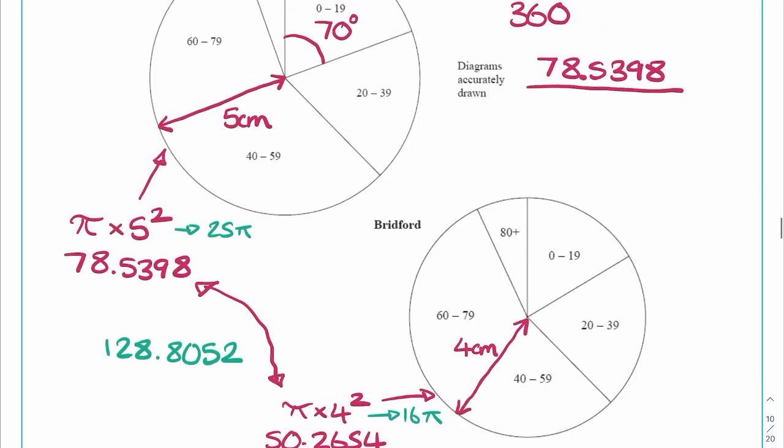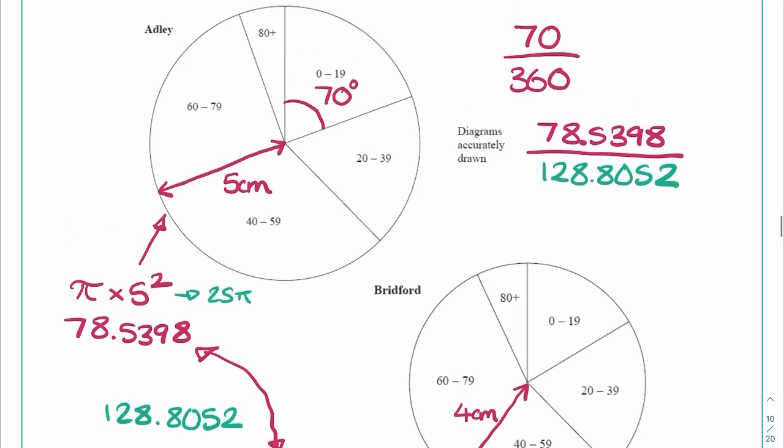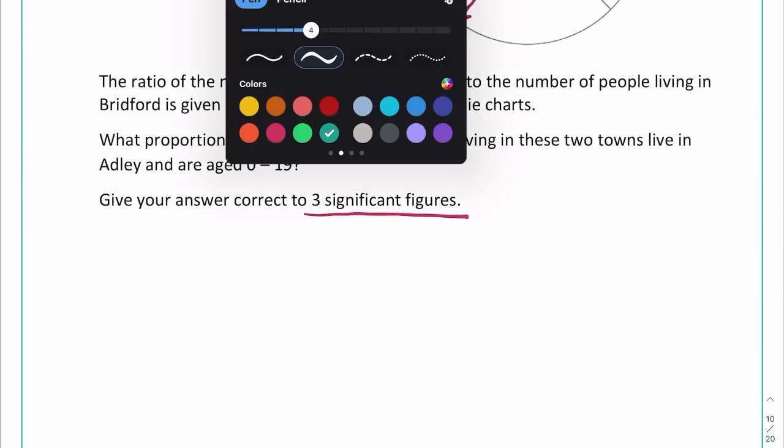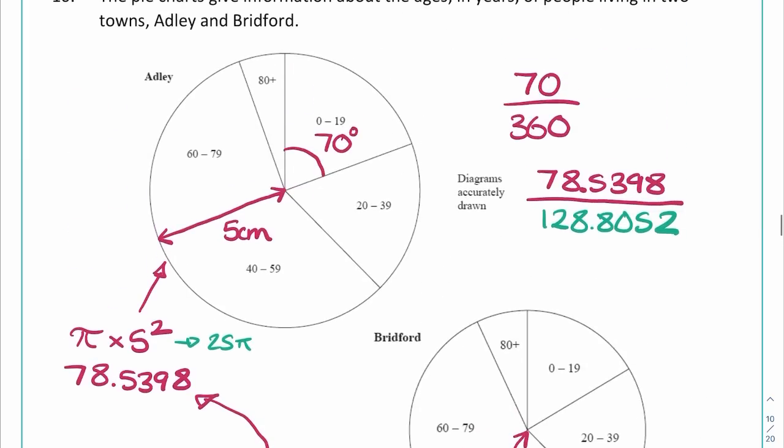So that's the number that's going to go on the bottom. It's 78.5398 out of 128.8052. And that's the proportion of people that live in Adley. Obviously more people live in Adley than Bridford. So out of that proportion, we know that 70 out of 360 are aged between 0 and 19.